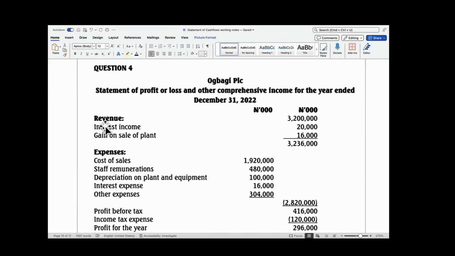But interest income, I'll just make sure I remember to treat it in investing. I'll treat interest income in investing, so I won't touch it here. Additionally, I have gain on sales of plants. This one is a non-cash item, so I will ignore it because it is non-cash.